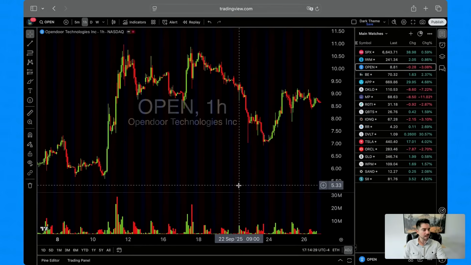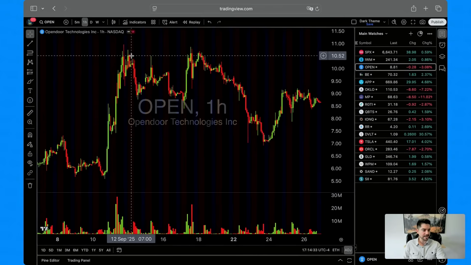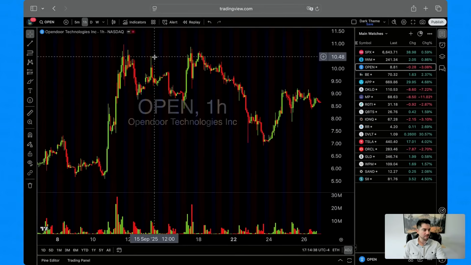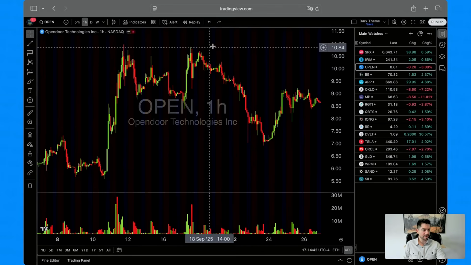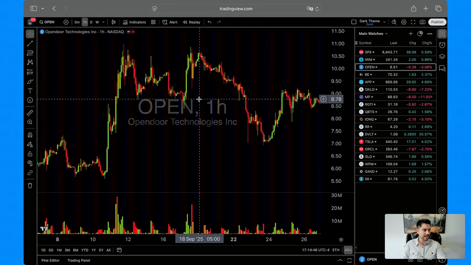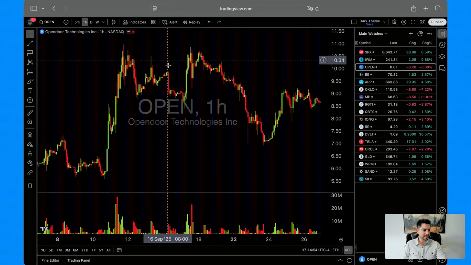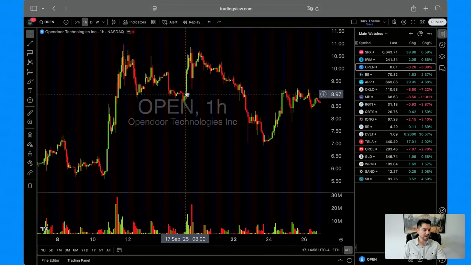The setup that I saw here was after Open had this nice squeeze out a couple of weeks ago, it's really just been consolidating within this range. If you were to draw a resistance point up here, maybe the upper 10s, 1080 or so, and then down here around that 880 mark, that's been another period. From over here to over here, this is that big consolidation. So we had a squeeze out, we had some consolidation, and then we had another squeeze out.